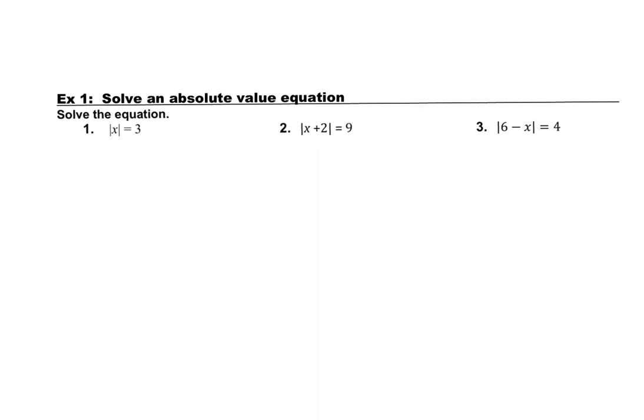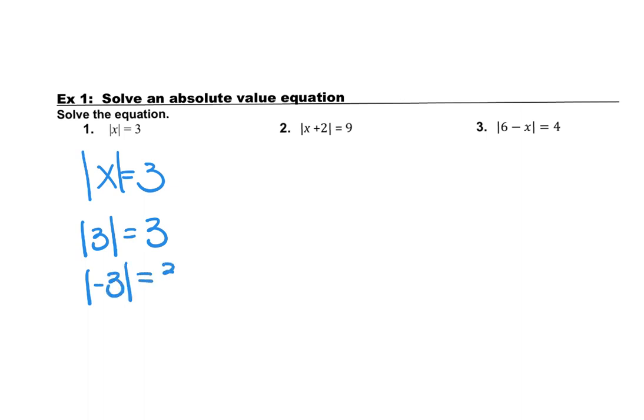So for question number 1, we have the absolute value of x is equal to 3. What that means is that we need to find what the value of x can be to make this statement true. So the absolute value of what is equal to 3? Well, what we know is that the absolute value of 3 is equal to 3. And we know that the absolute value of negative 3 is also equal to 3.